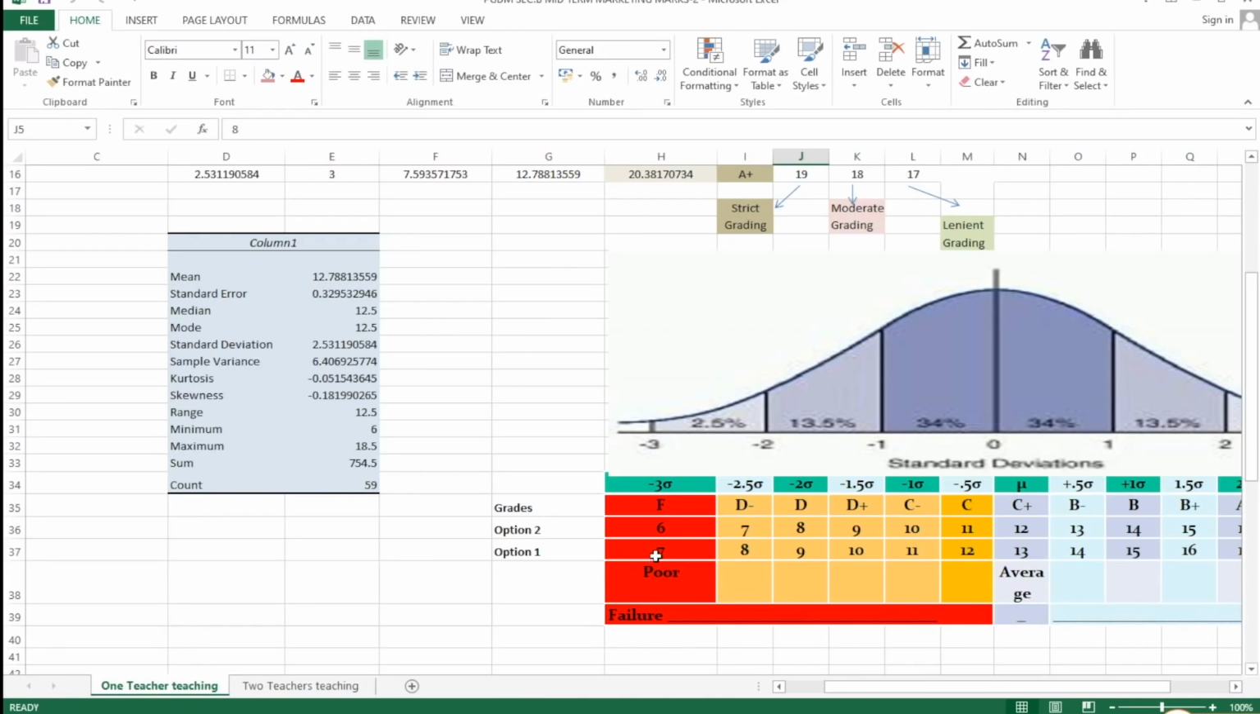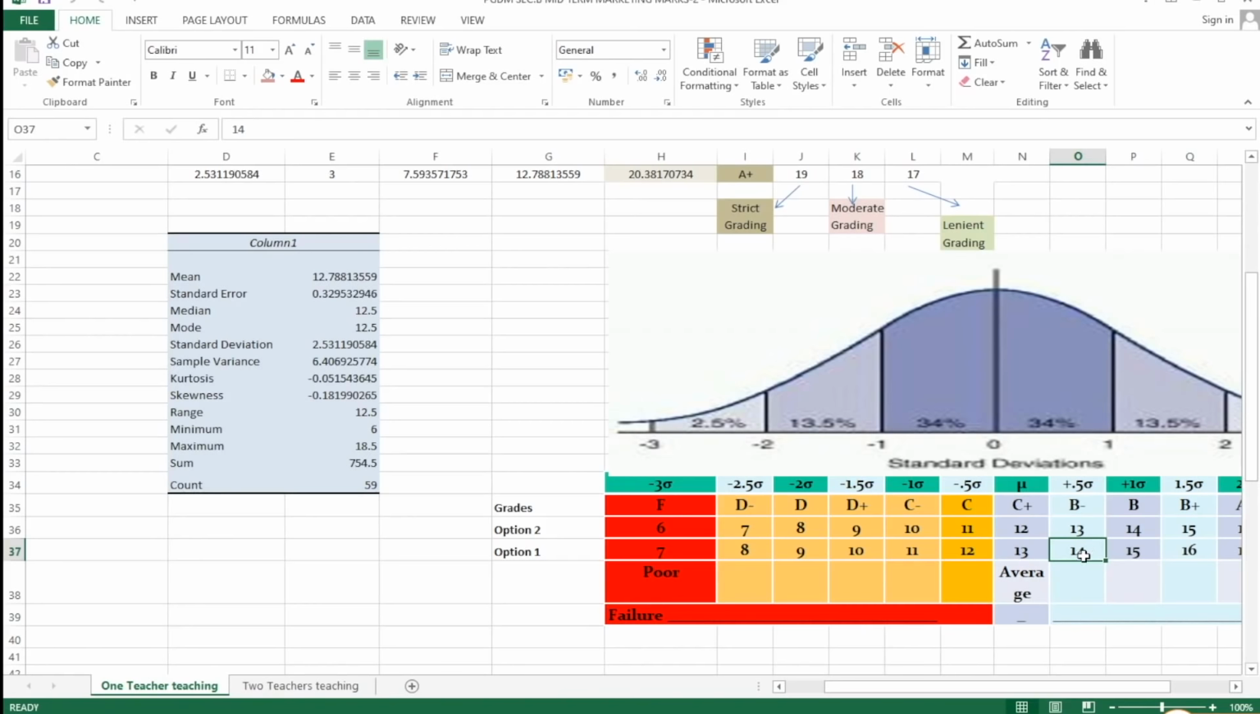So we start like this: 7 to 7.9 will be treated as fail, 8 to 8.9 will be given D minus, 9 to 9.9 will be given D, 10 to 10.9 will be given D plus. If you are keeping the average at 13, see here, 13 is being given C plus, right? So 12 to 12.9 will be given C, and then 13 to 13.9 will be given C plus, 14 to 14.9 will be given B minus. Now why am I saying 14 to 14.9? Because you may be giving marks like 14.5.